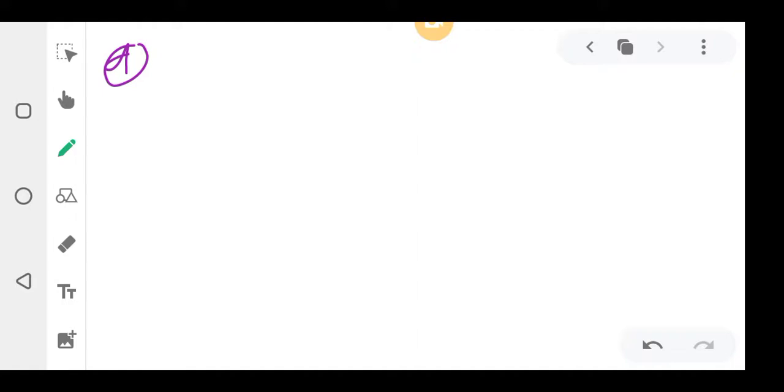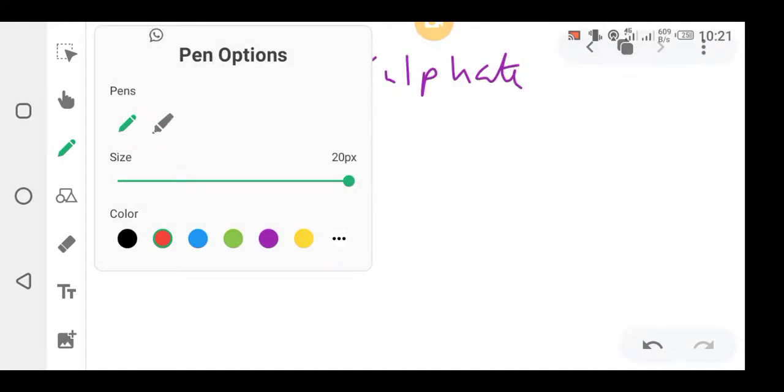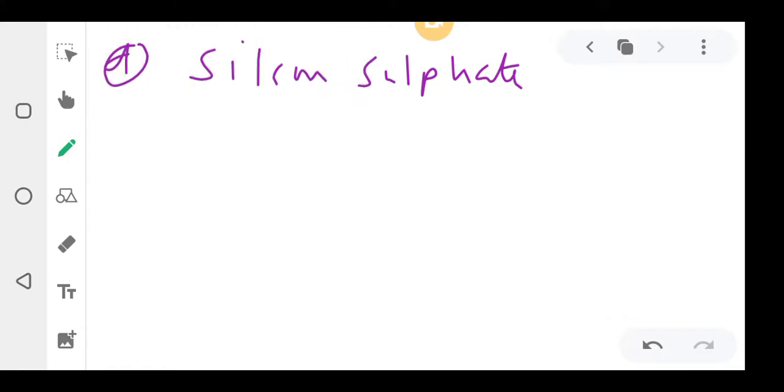D is silicon sulphate. Sulphate is a radical. The rule is all radicals must be put in brackets. So what do we have? Silicon is Si. Atomic number is 14. So electronic configuration is 2,8,4.